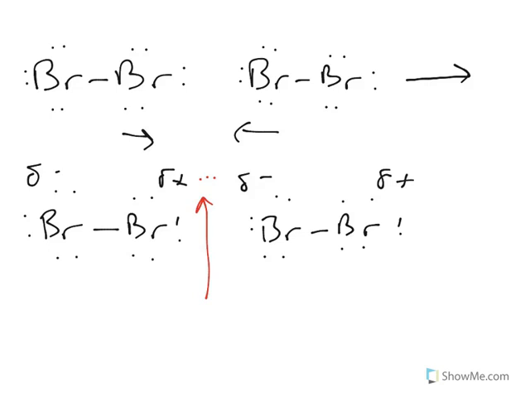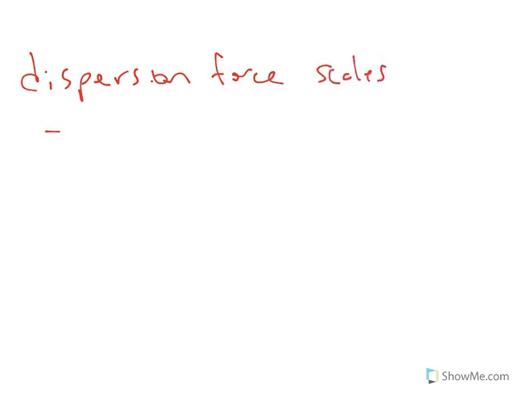This is called the London dispersion force. Of the three van der Waals forces that we're going to cover, this is actually the weakest. The next two are much, much stronger. However, don't discount the London dispersion force as insignificant. It's very significant. And the dispersion force scales on two things. It's going to be what we call size and surface area.